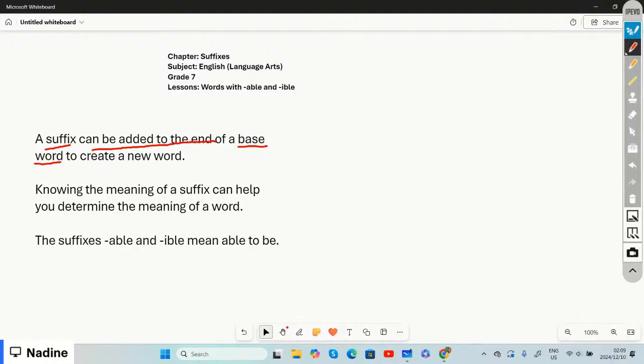All right. Once we add our suffix to the end of a base word, remember a base word is a word that can stand on its own. It has its own meaning. However, once you add a suffix to the end of that base word, it means that we are now going to create a new word.